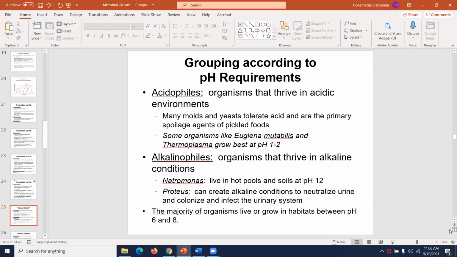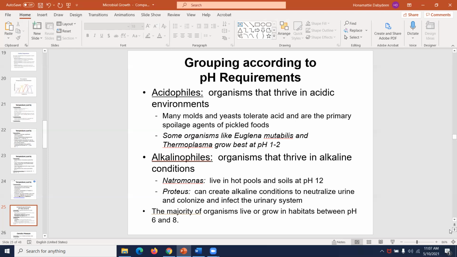Okay, your slide here shows a couple of organisms that can grow best at pH 1 to 2. That's very, very highly acidic. Alkalinophiles, on the other hand, thrive in alkaline conditions. And here you have some Natromonas that could live in soils at pH 12, very highly alkaline conditions. And there are some like Proteus that maybe don't find the alkaline condition, but they can make it for themselves.